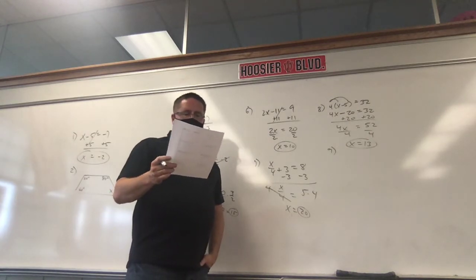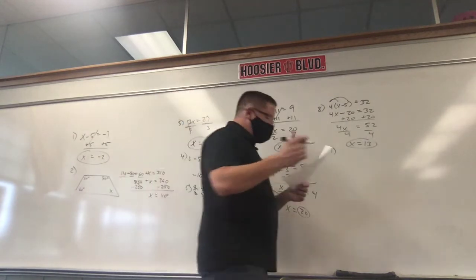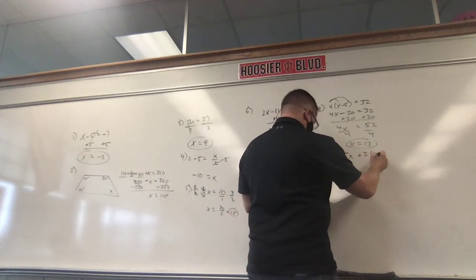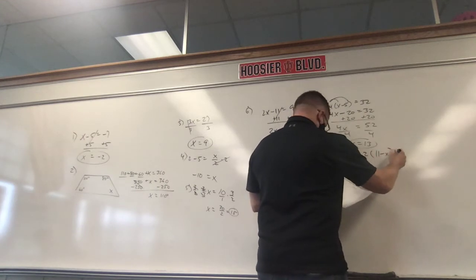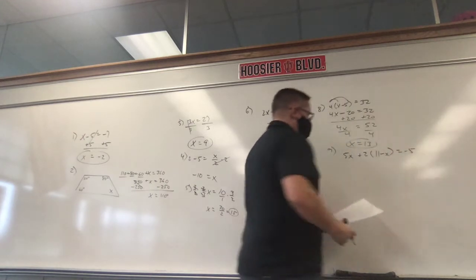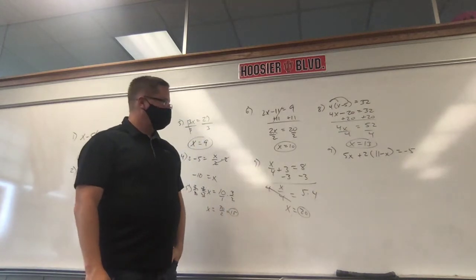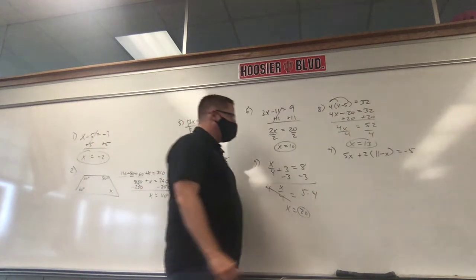Okay, question 9. Some of these other ones you might be able to do in your head. I think number 9 would be a little bit tougher to do in your head. So 5x plus 2 times (11 minus x) is negative 5. So any suggestions we should do here? Distribute. Distribute what? Just 2 to the parentheses. Yep, 2 to the parentheses.